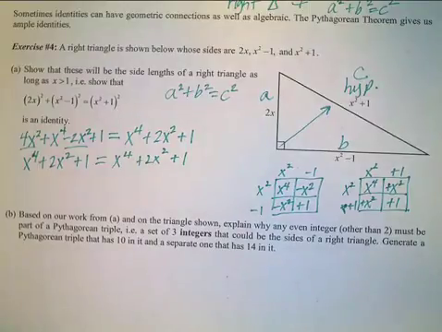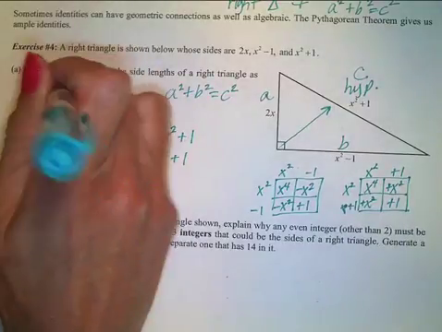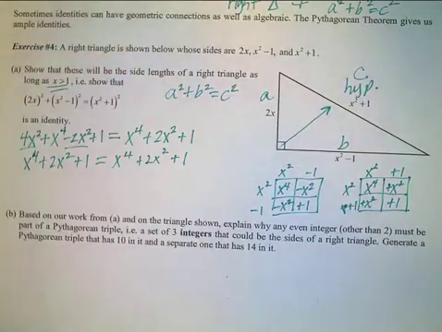If we picked any number for x and plugged it in, as long as x is greater than 1, this identity, this Pythagorean theorem would work. Okay? All right. So yeah, okay, part B.